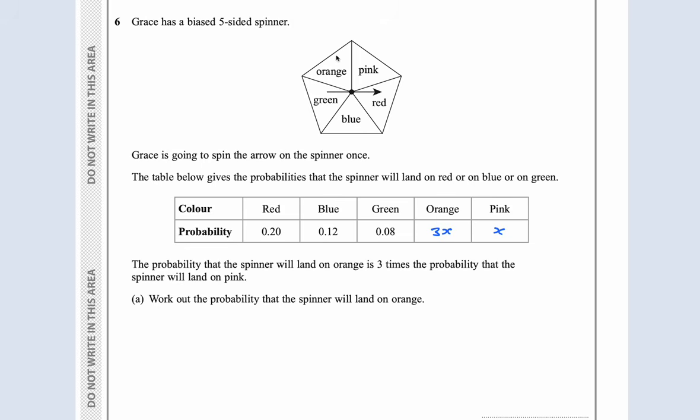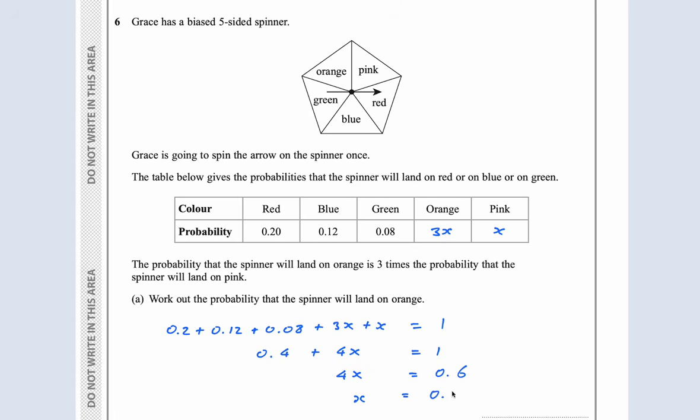So basically it has to land on one of them. So these 5 added together has to equal 1. So 0.2 plus 0.12 plus 0.08 plus 3x plus x equals 1. And now it's just an equation that I need to solve. So you can use your calculator, guys, 0.4 plus 3x plus x is 4x equals 1. 4x then equals 1 minus 0.4, which is 0.6, which means x is equal to 0.6 divided by 4.